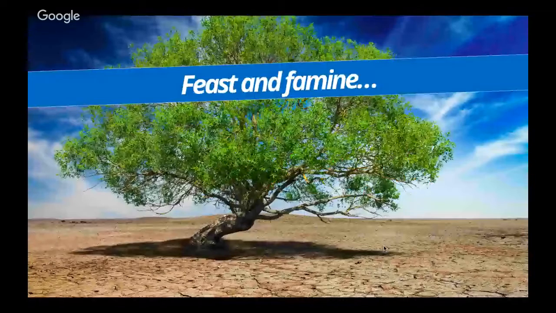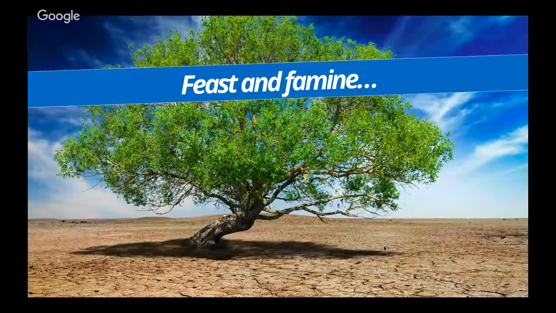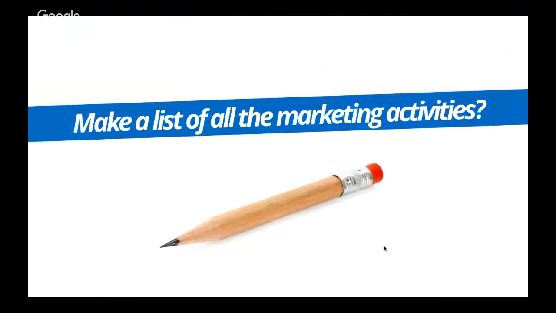So the problem is this: feast and famine, we talked about it. Lots of clients, or one client maybe this week and then nothing for a few weeks, or 2 clients this week and then nothing for a few weeks, or you're trickling in the sales and you can't predict anything. If I was to ask you to make a list of all the marketing activities that you knew you could and should do, it'd probably be a very long list. In some webinars, I do that and get you to send them through. I won't today because we've got a lot to cover.